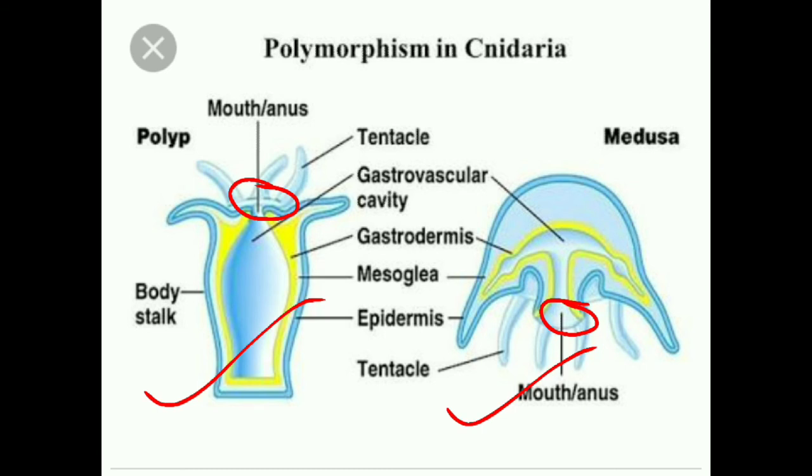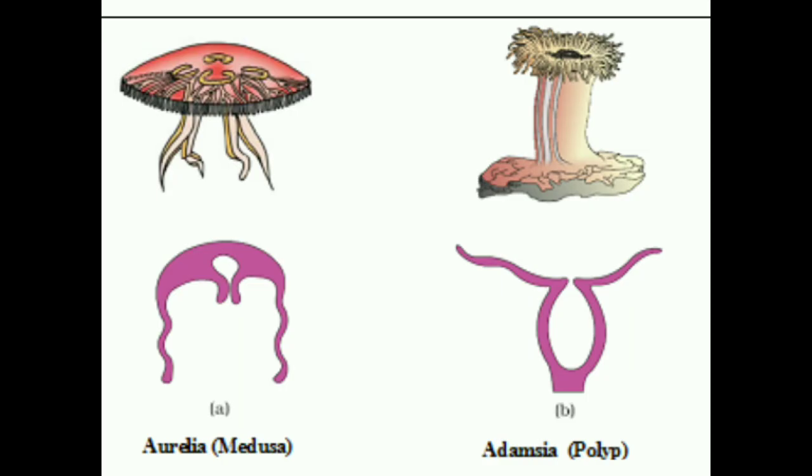There is presence of gastrovascular cavity inside the polyp as well as medusa, and polyps are sessile whereas medusae are free living. Polyps generally reproduce by asexual reproduction and medusae generally reproduce by sexual reproduction. So these are some differences between polyp and medusa forms of the Cnidarians. See here, in case of Aurelia or in case of Obelia, both forms are present. So it shows presence of polymorphism in case of Obelia. They may produce asexually forms of polyp and sexually forms of medusa.